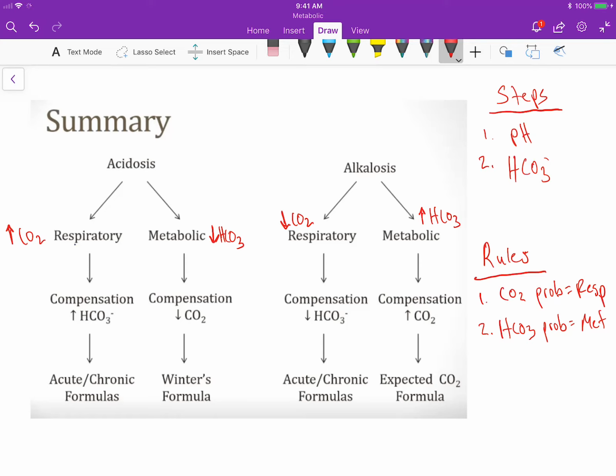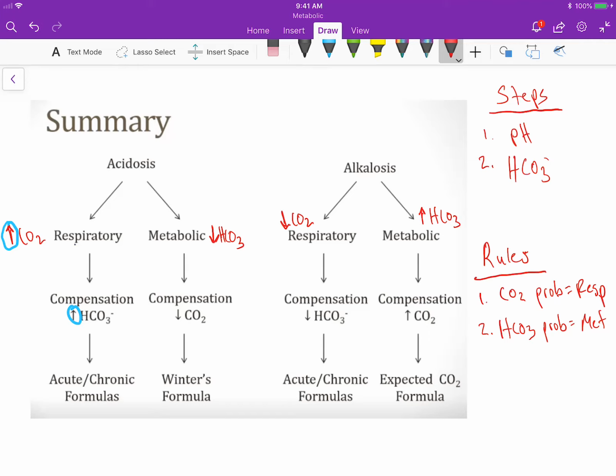And I want you also to notice on this summary chart that anytime there's an increase, whether it be CO2 or bicarb, or vice versa, a decrease in either, the correct compensation goes in the same direction. So in other words, if we have an increase in our CO2, we should expect an increase in our bicarb as a compensation mechanism.